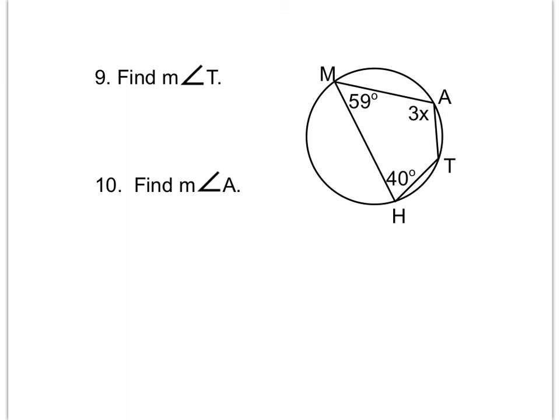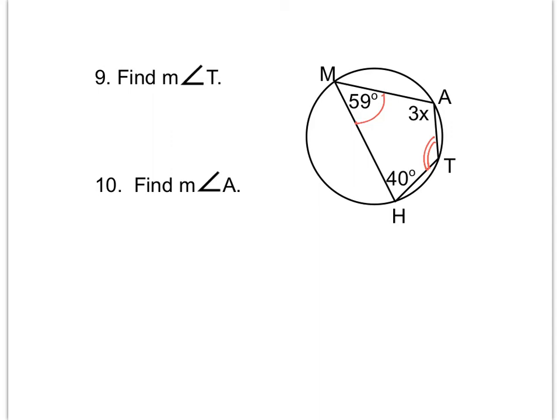As you can see, we have a quadrilateral inscribed in a circle here, and the thing we know about quadrilaterals that are inscribed in a circle is opposite angles are supplementary. So what it means by opposite angles is they're not right next to each other, they're across from each other. In this case, angle M and angle T would be considered opposite angles. Supplementary means they should add up to 180.